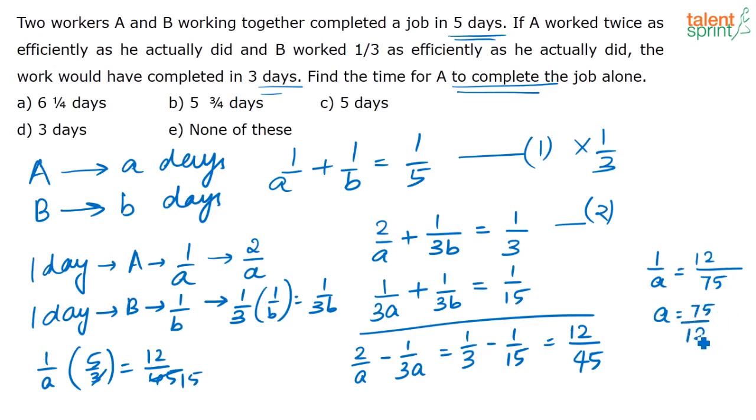So a is 75 by 12. 3 will go into both, 4 threes are 12, and 75 divided by 3 is 25, so you get 25 by 4, which is 6 1 by 4. So a is 6 1 by 4. Is everybody getting the answer as 6 1 by 4? That is option A.